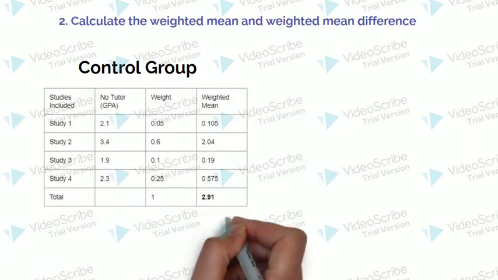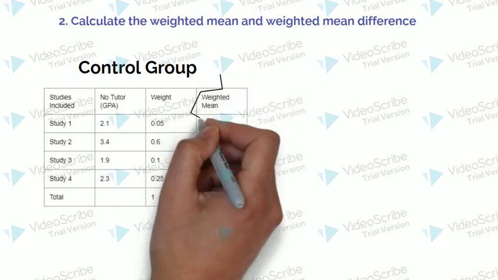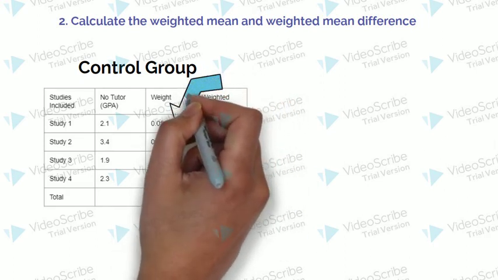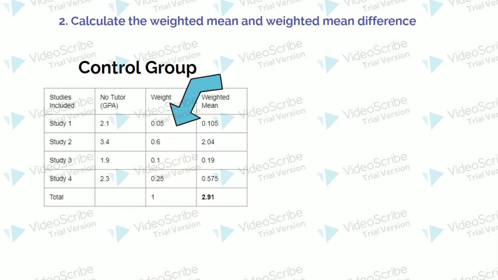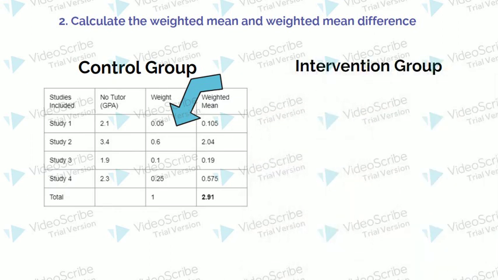We have the control group. Each of the study had the same control group, which was having no tutors. They all have the mean GPA. Then we decide to apply a weight on each of the study. So for example, say study 1, they had a small sample size and it wasn't randomized, so you're going to apply a smaller weight because their result might not be as reliable. And then you compare that to other studies that may be a better indicator.